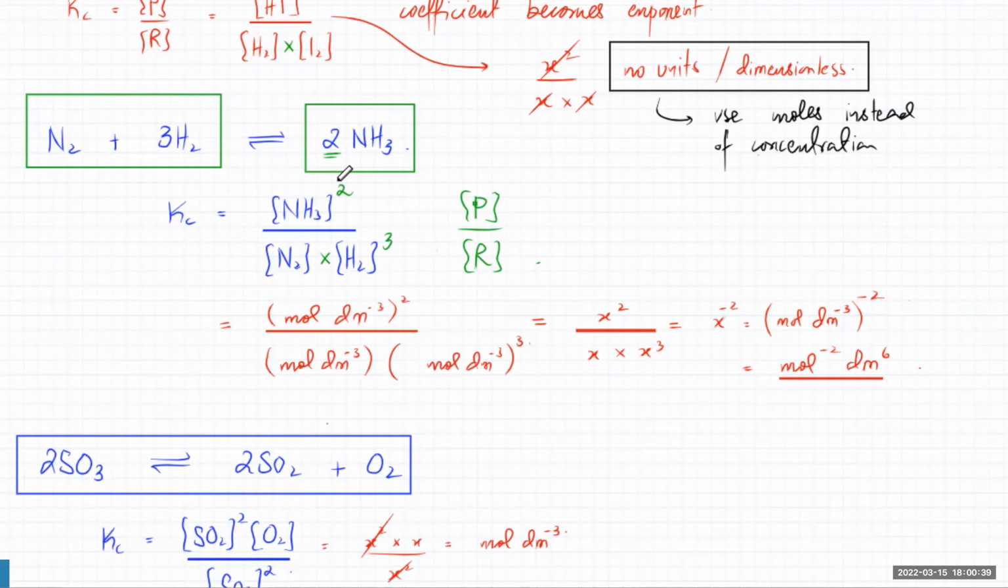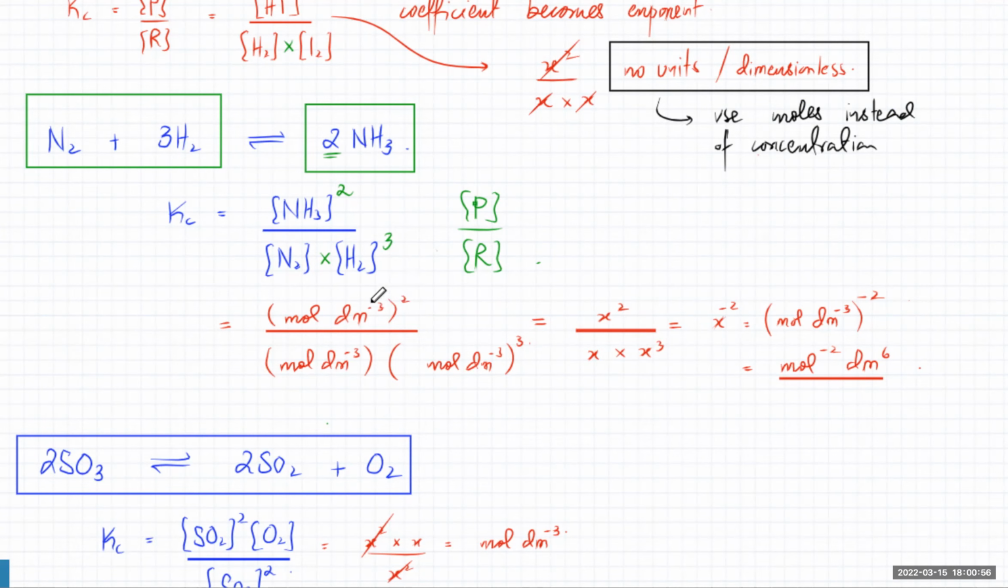Concentration unit क्या होता है? It's mole per dm cube. So it's going to be mole per dm cube squared divided by mole per dm cube into mole per dm cube, and that's cubed. Now it's very hard to simplify in terms of mole per dm cube. So what you can do is, instead of using mole per dm cube, just use x.